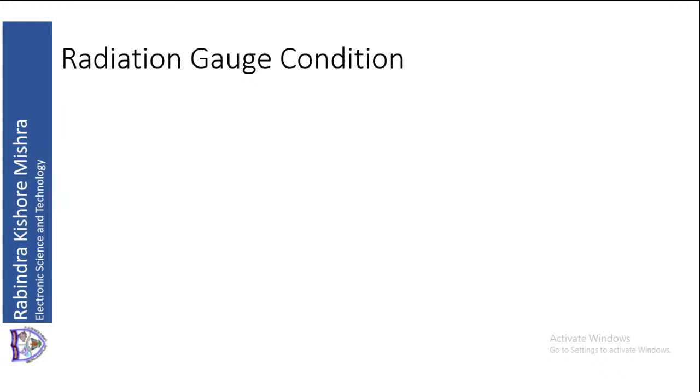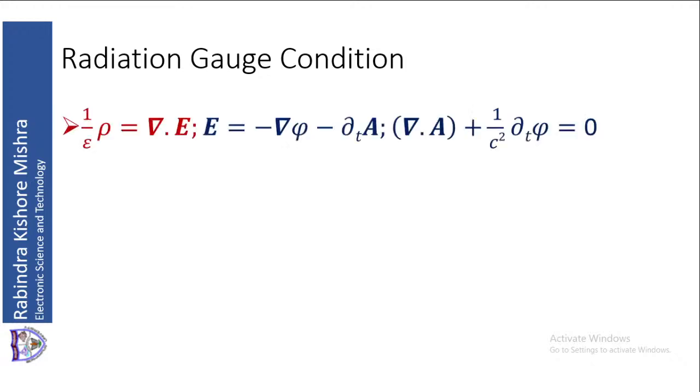Now we know that from Gauss law, divergence of D is equal to rho, or divergence of E is equal to 1 upon epsilon into rho, because D is equal to epsilon E. And also we know E is equal to minus grad phi minus dot TA, and divergence of A plus 1 upon c square dot T phi is equal to 0. These are three things that we know.